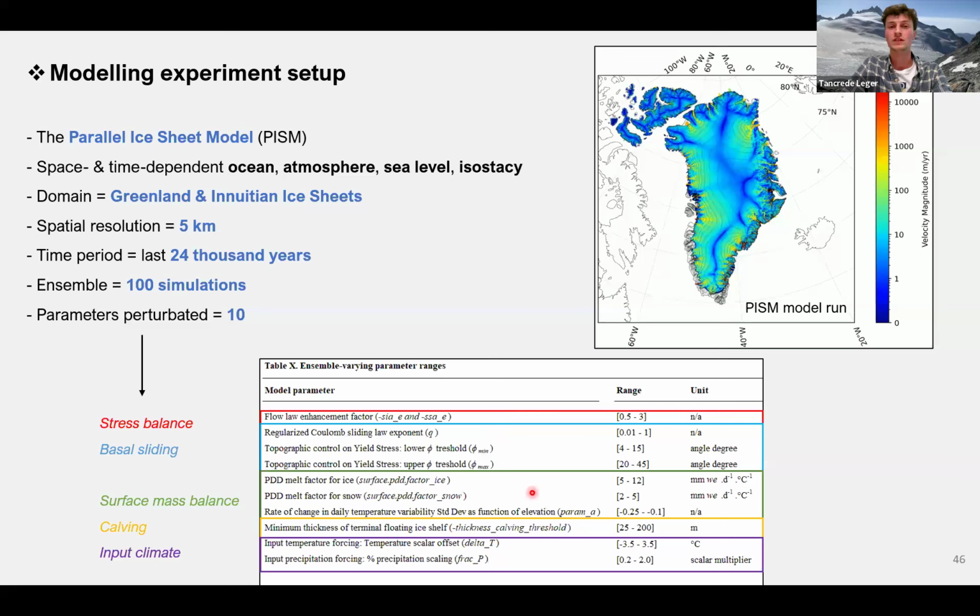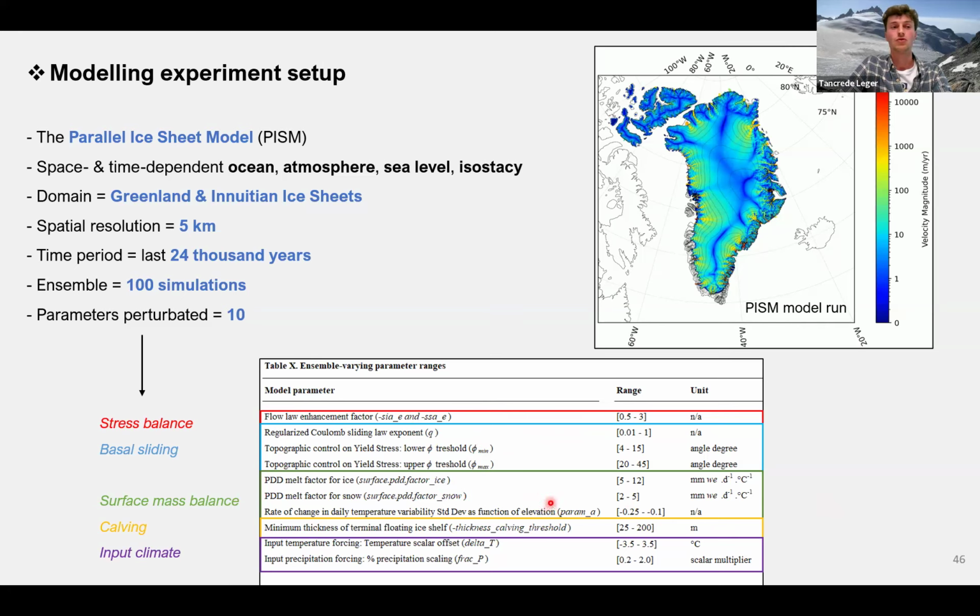I'm not going to go into the detail of what each parameter does, but what I want to say is that we sample parameters in different components of the ice sheet system. We have a parameter here that really modifies the stress balance, so the ice viscosity, the ice flow, basically. We have 3 parameters that control the basal conditions and the basal sliding of our model.